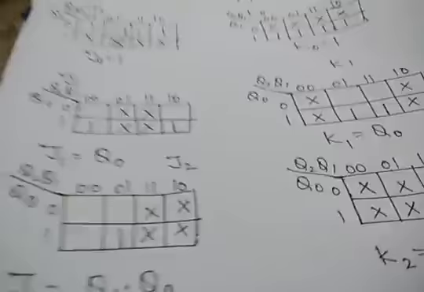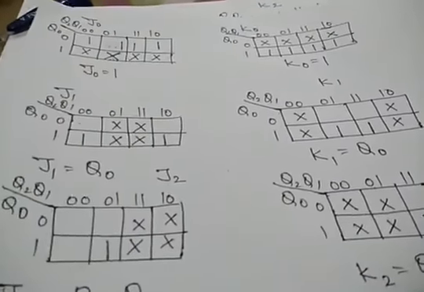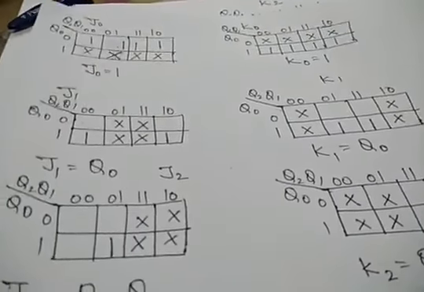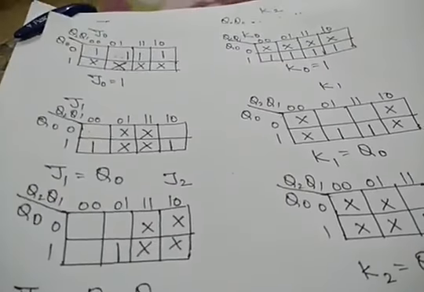For the case of J1, as I filled it, the above two don't cares are not used, and the remaining 4 values, 1, don't care and 1, form a pattern, and J1 will be equal to Q0. Similarly, K1 will be equal to Q0, then J2 is equal to Q1 into Q0, and K2 is equal to Q1 into Q0.